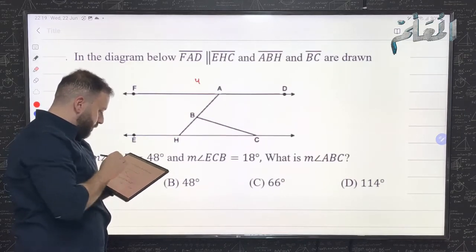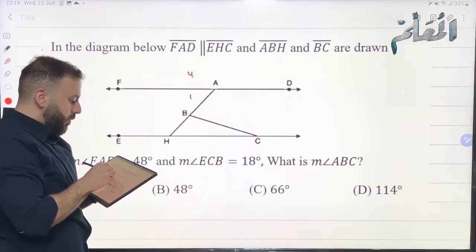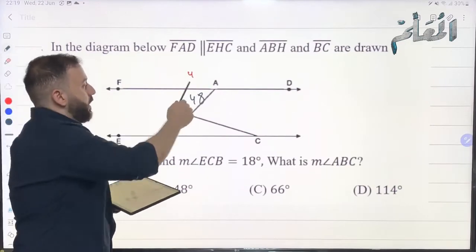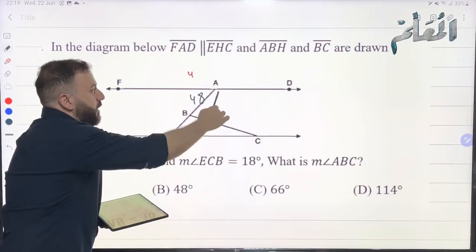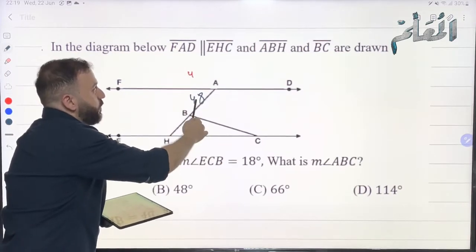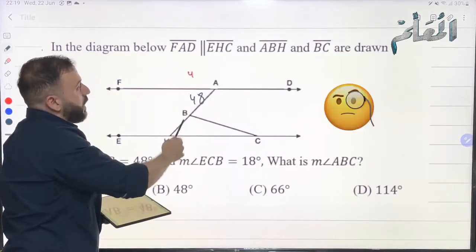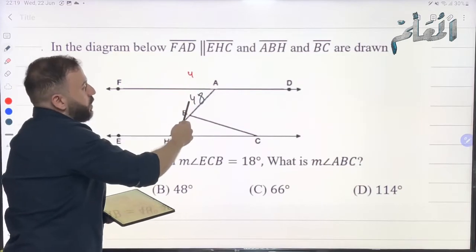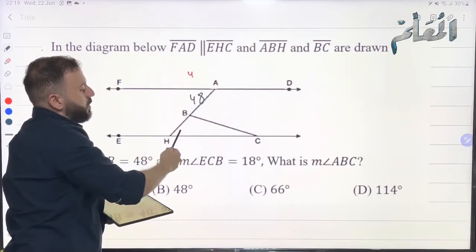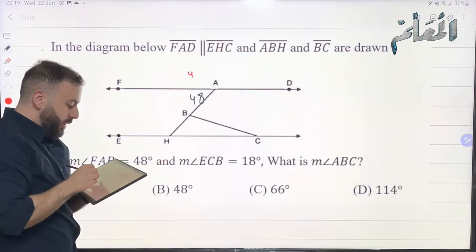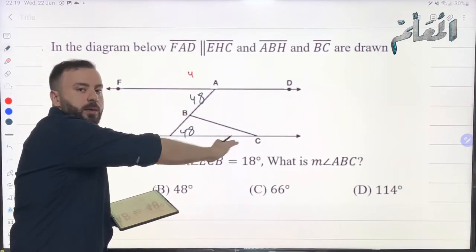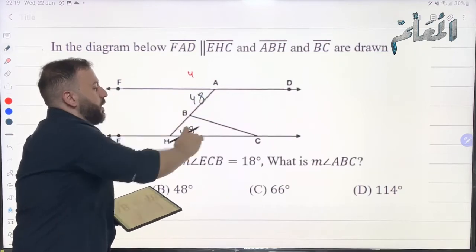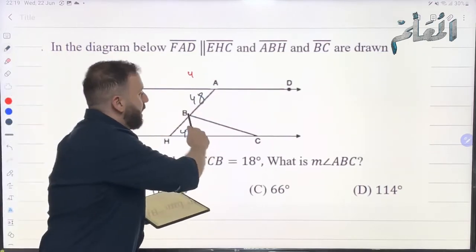This is 48. Remember, what is this alphabet? Z, right? So this is 48, and this is what? See, this is the parallel sign. So 48 is with what? Which angle here? 48 also, because of the Z shape. Can you see that? The Z.